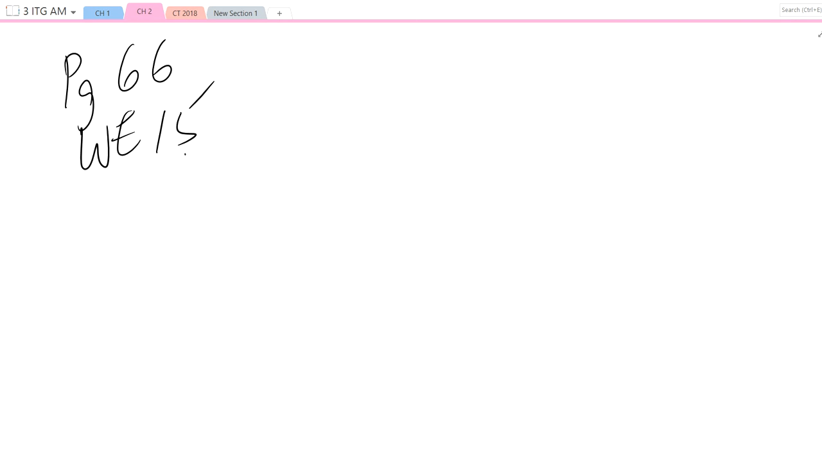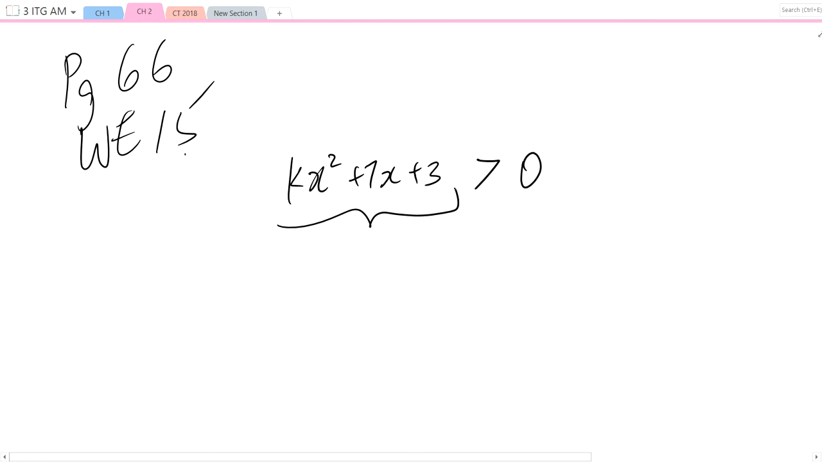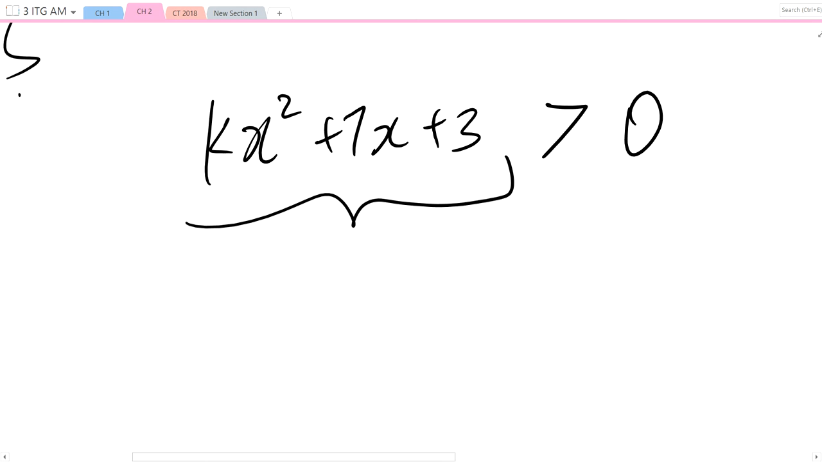Find the smallest value of the integer k, for which kx squared plus 7x plus 3 is supposed to be always positive for all real values of x. So this is what they want. Does this make sense to you? This is always positive for all real values of x. Okay? Now, let's look at the expression.